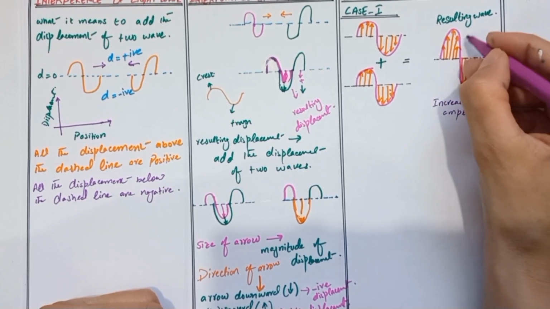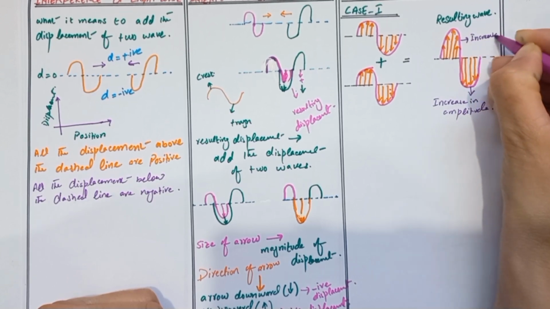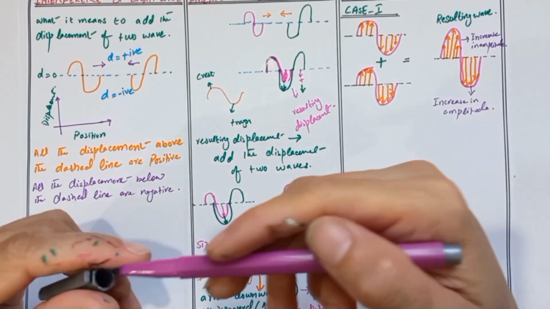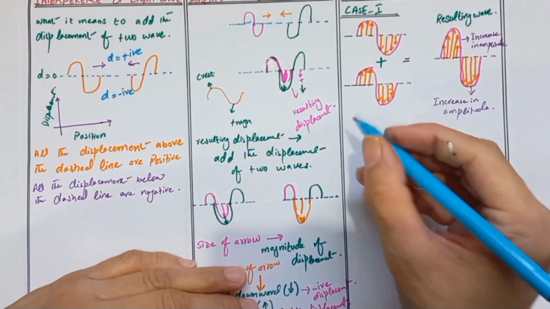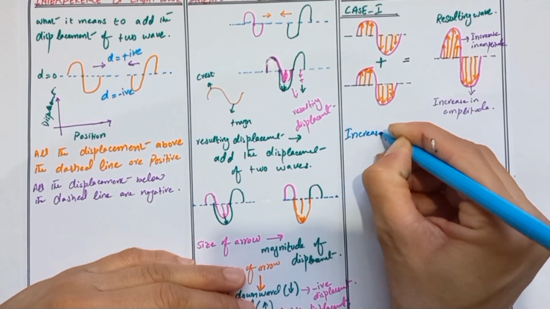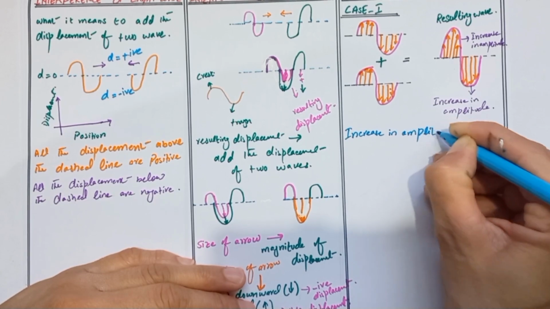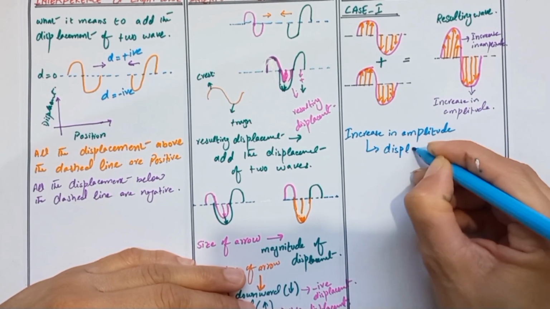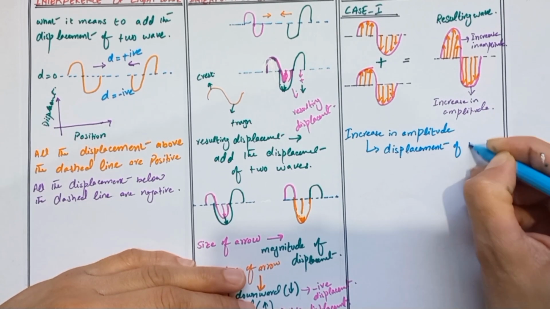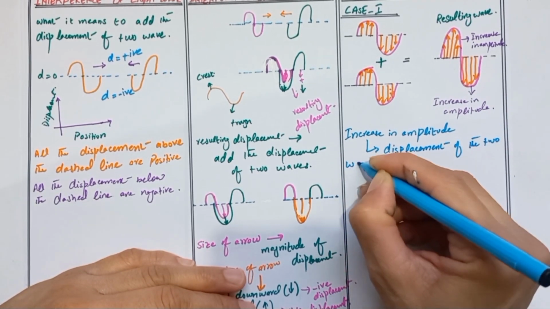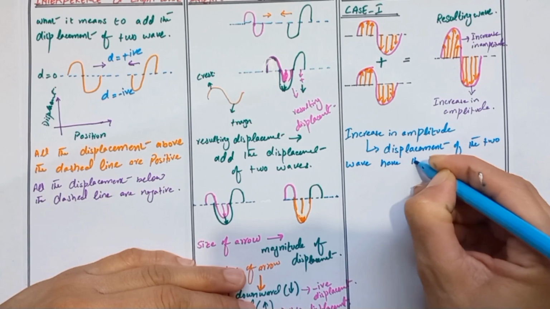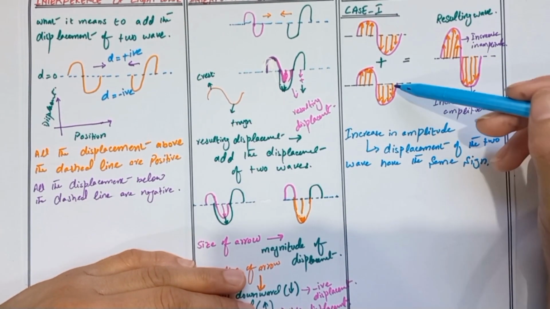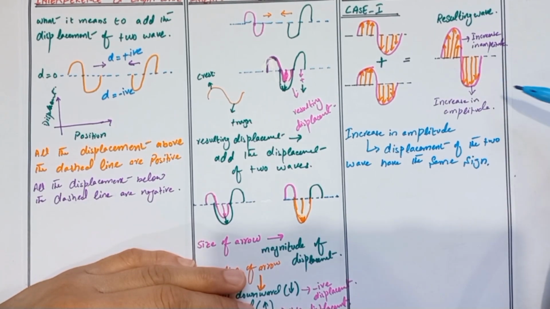Here the amplitude increases, and here also the amplitude increases. The amplitude increases because the displacements of the two waves have the same sign. When the displacements of the waves have the same sign, they increase the amplitude of the resultant wave.